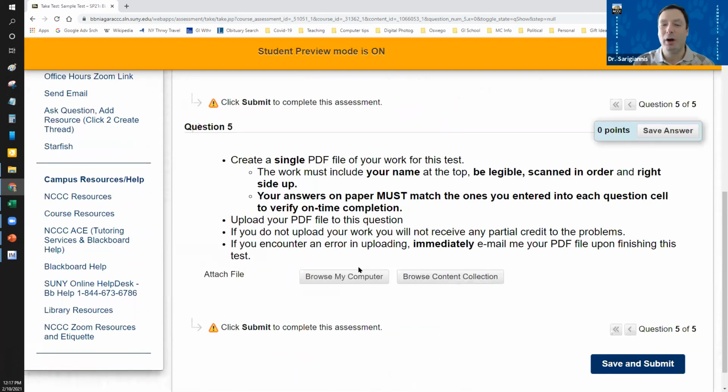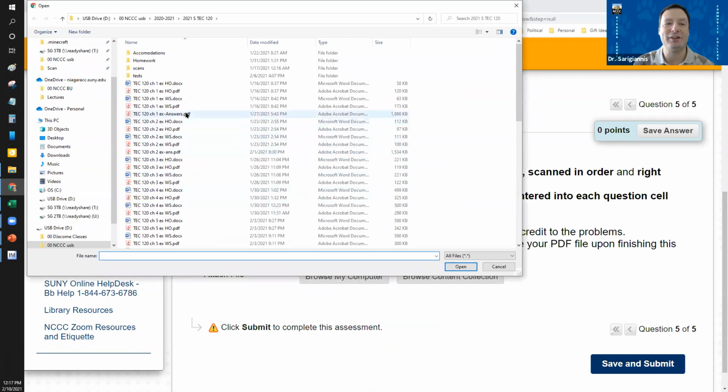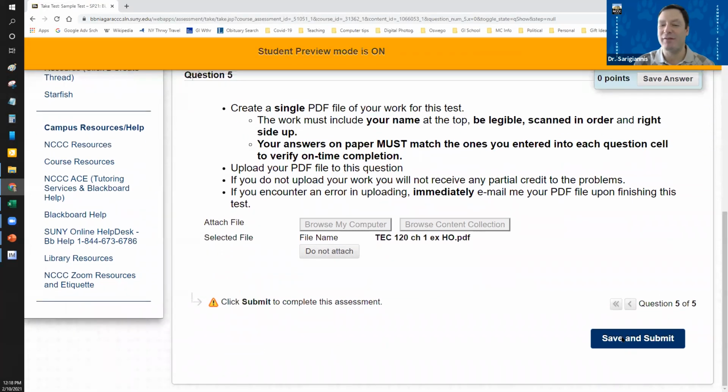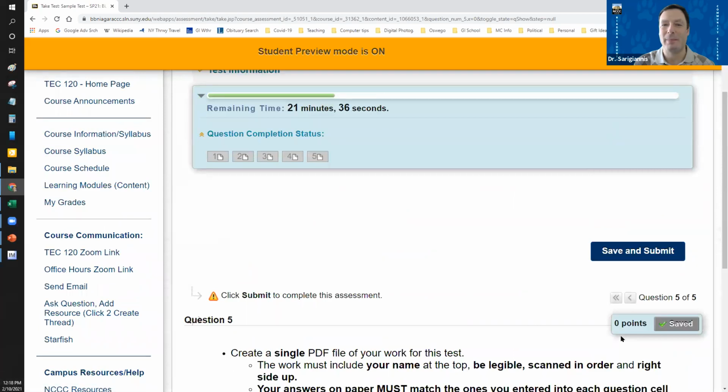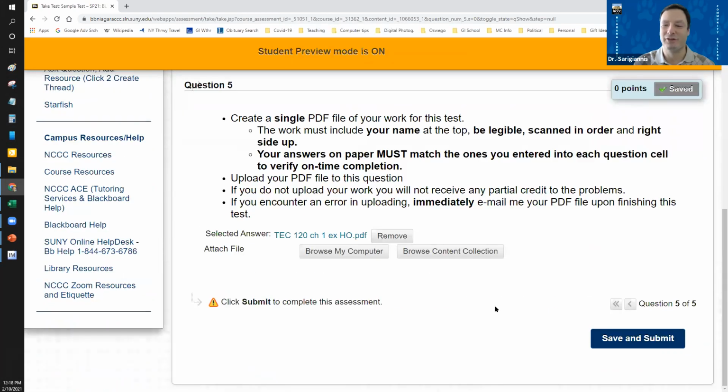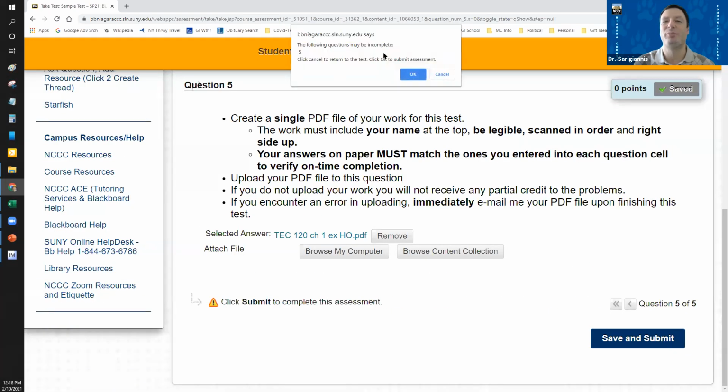Now, once you PDF your work and you save it to a file, you're going to have to upload it. So you're going to browse your computer, find the file, and attach it. I'll just attach one of these homework handouts. And then you're going to save and submit. Actually, before I do that, let's just do save and submit. You might get this message: the following question may be incomplete, number 5. Just double check, make sure you selected your file.